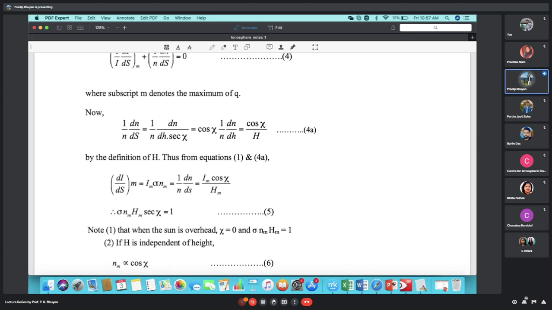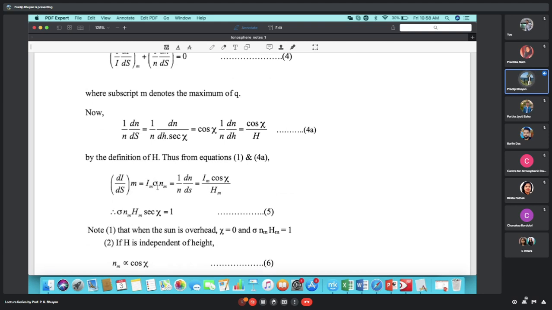Sigma doesn't change. Why doesn't it change? Because it is specific to that particular atom or molecule. The absorption coefficient cannot change, so sigma is always constant for that particular species. And Chapman assumed that we have only one species, maybe that is O.